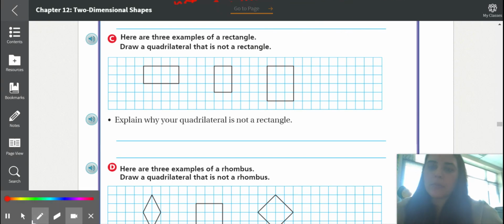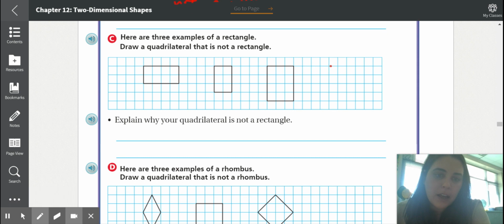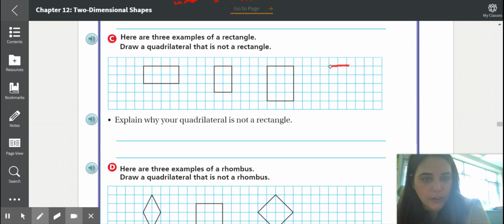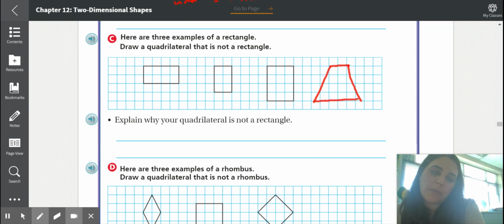Okay, here are 3 examples of a rectangle. Draw a quadrilateral that is not a rectangle. So again, there's more than one right way to do this. If you're with me, I'm going to draw this one. So here's a side. It has to have 4 sides, so that's 1, 2, 3, and a 4.